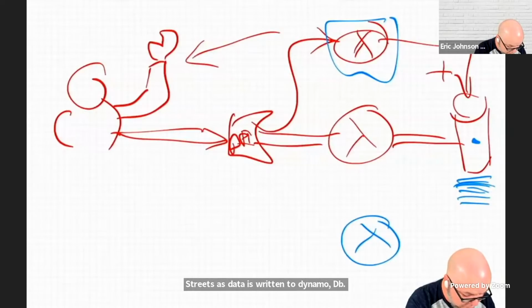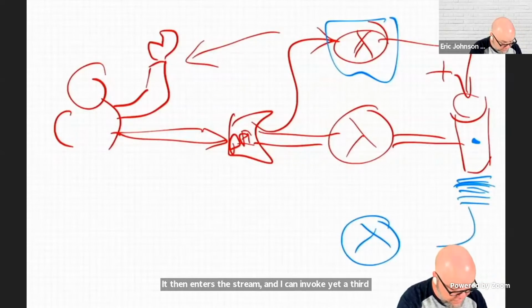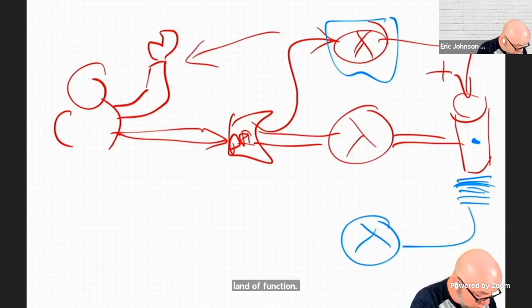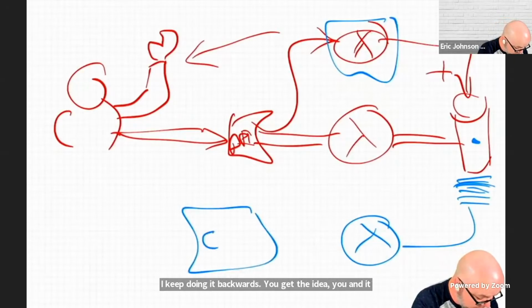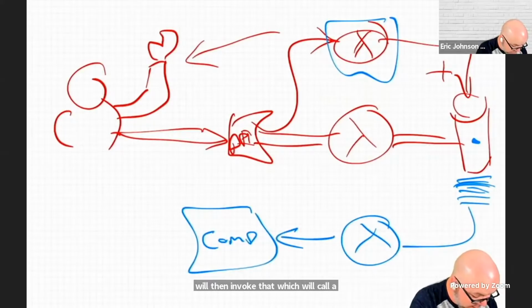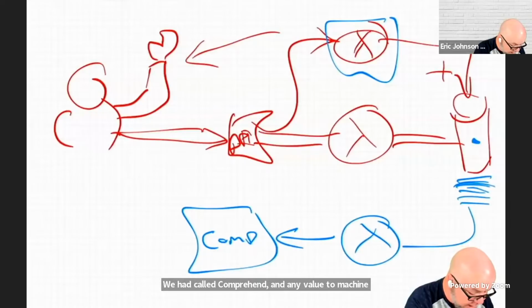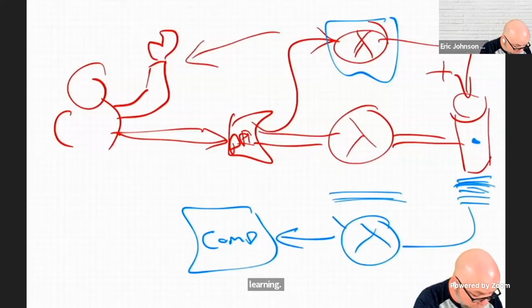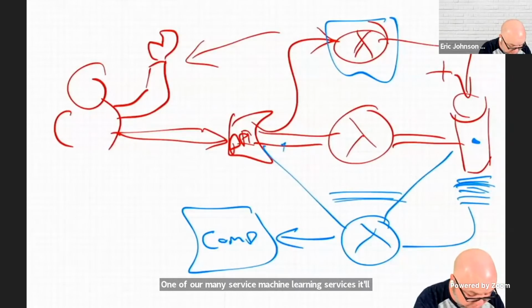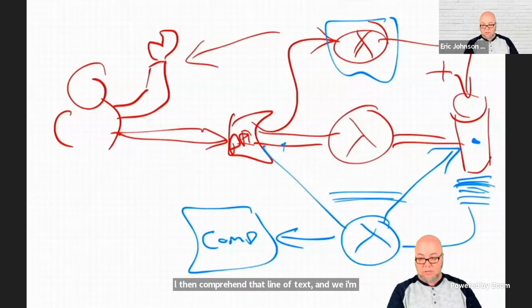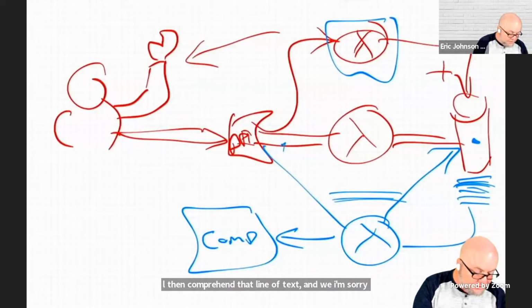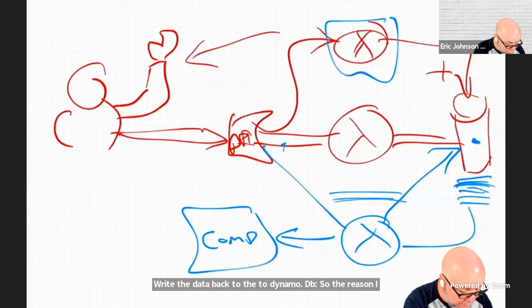I keep doing it backwards. You get the idea. And it will then invoke that, which will call a service we had called Comprehend, and it's a machine learning, one of our many serverless machine learning services. It'll then comprehend that line of text and write the data back to DynamoDB. So the reason I do that is all I care about is writing here.